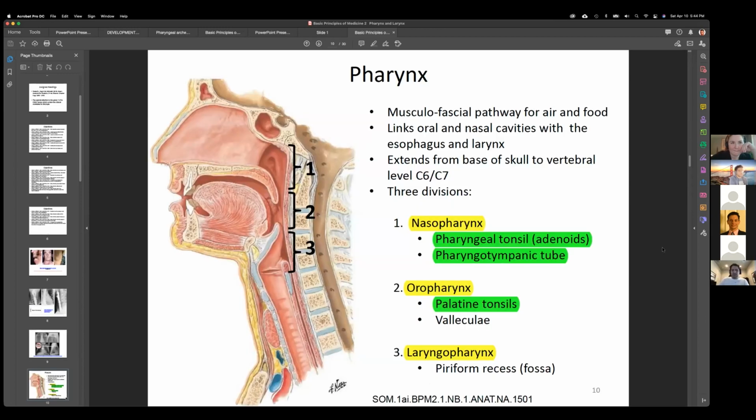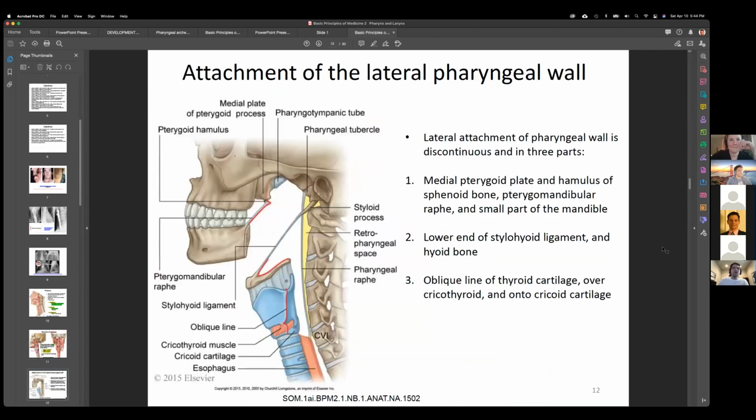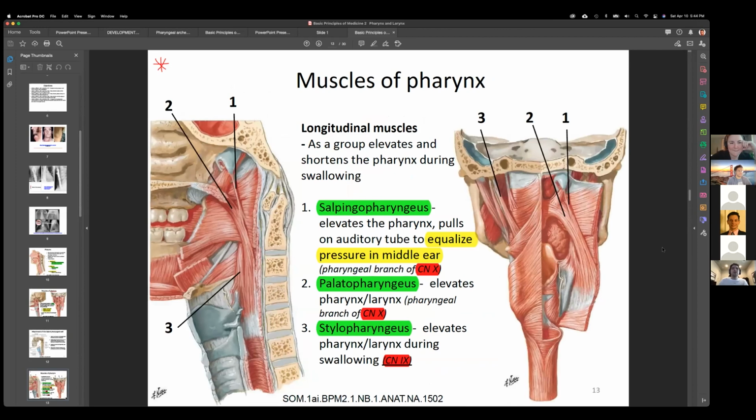Right, so this is just the division of the different areas of the pharynx. Don't know that it was super important. Right, so things to point out here. So right, another good exception. Of the muscles of the pharynx, all are coming from cranial nerve 10 except stylopharyngeus.